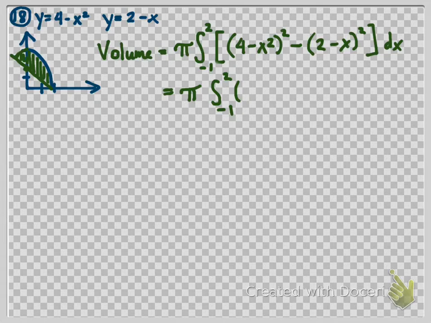All right, what is 4 minus x squared expanded? 16 minus 8x. Oh, no. What? Minus 8x plus x squared. Oh, my bad. I forgot it was the squared. So, this is what? Plus x to the 4. There we go. That's better.